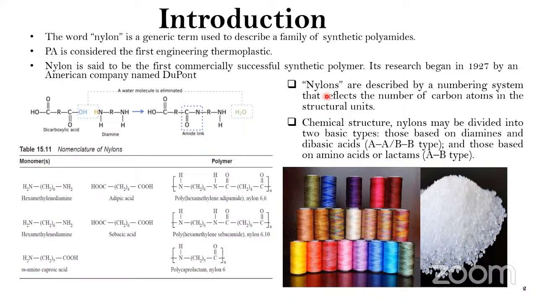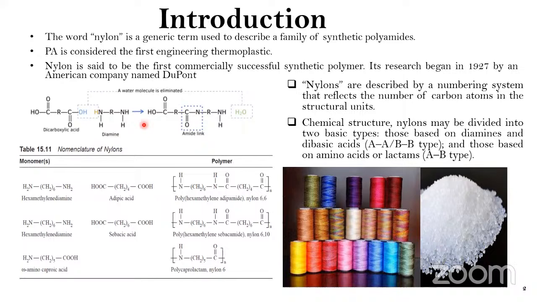So nylons are described by a numbering system. You can see nylon 66, nylon 610, nylon 6, nylon 11, nylon 12, all this naming. That is the reason nylon is generally described by the number system. So what are these 610, 6, and 6? That also we will know. But we have to know in which process the nylon is manufactured or synthesized.